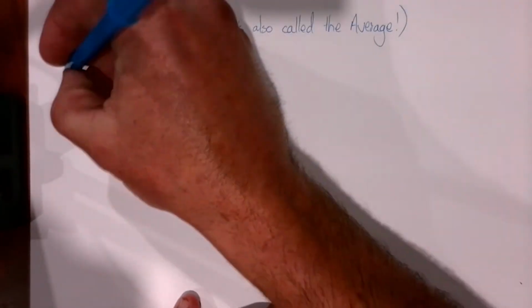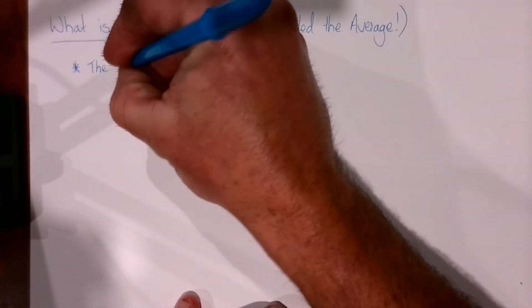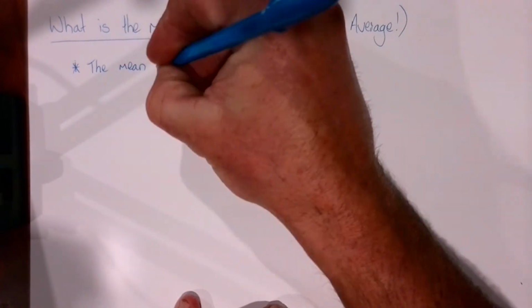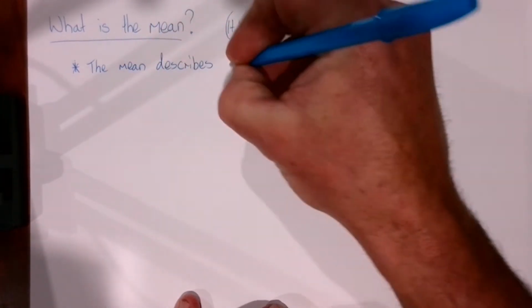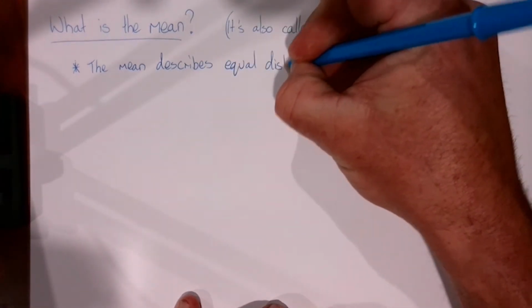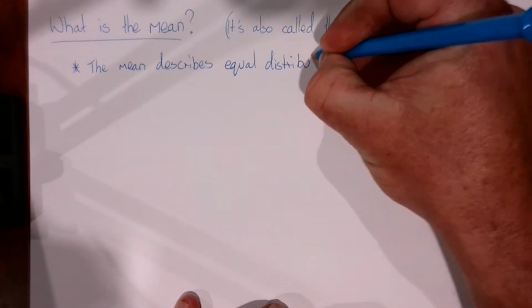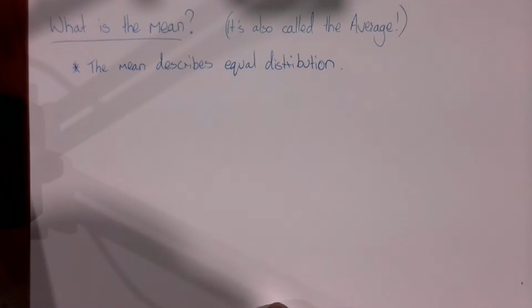What the mean tells us is equal distribution, okay? So the mean describes equal distribution. And what that means is that it assumes everything is shared equally, okay?